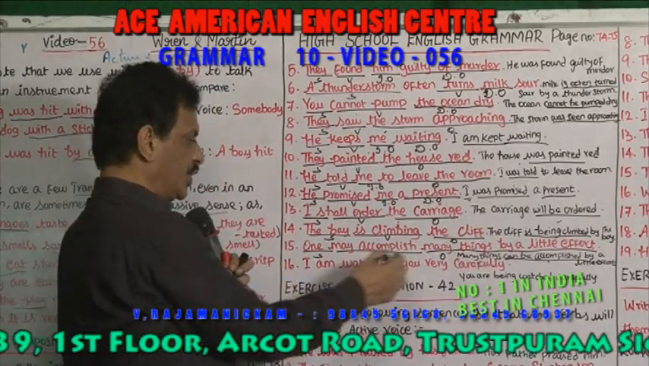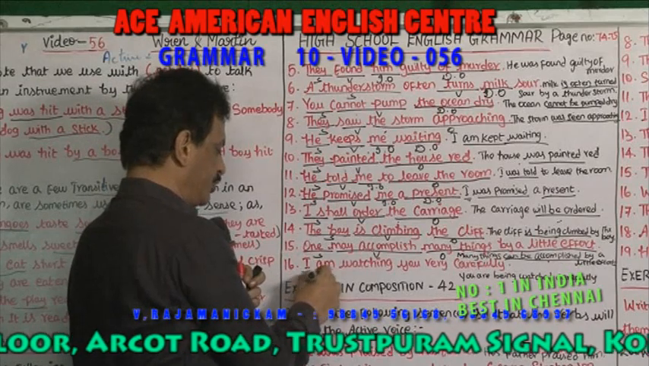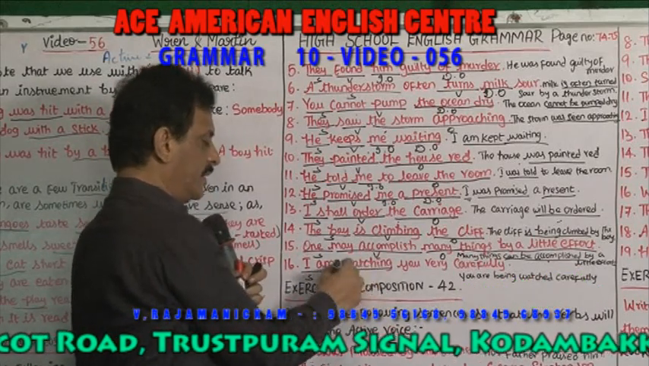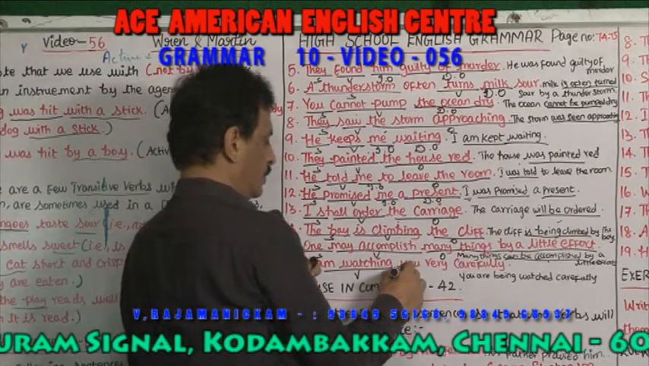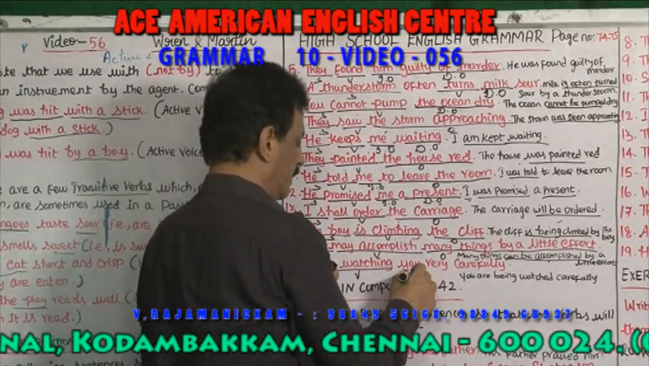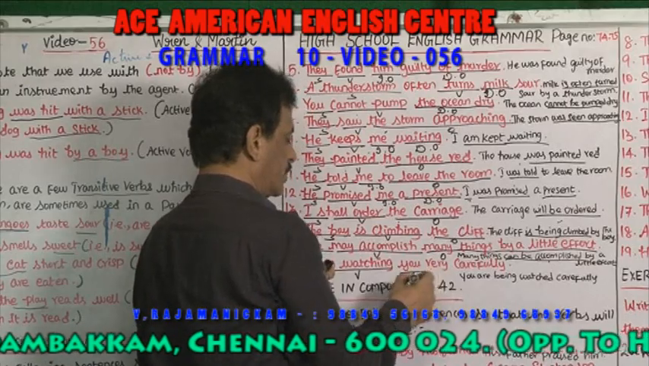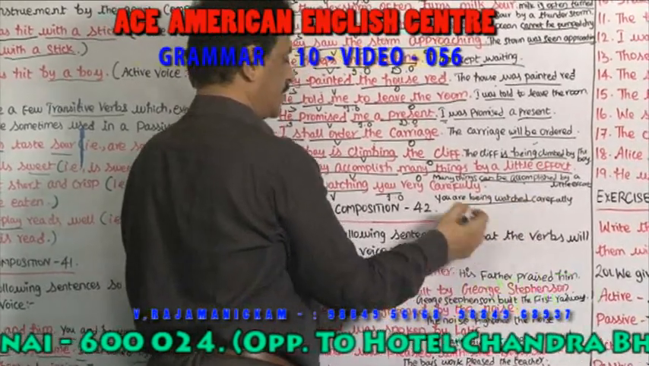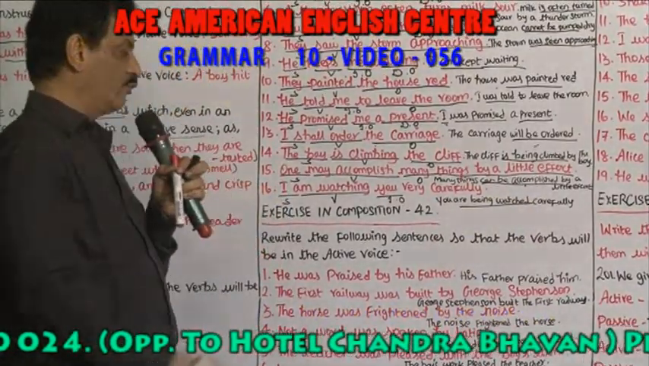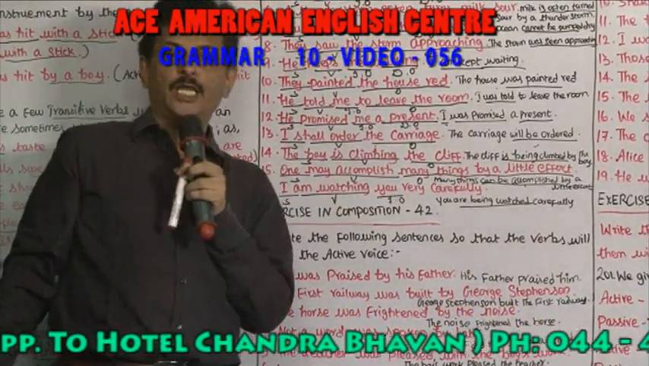I am watching you very carefully. I becomes the subject. Am watching becomes the verb. Am watching is the ordinary present continuous. Who? You. So it becomes the indirect object. So, you are being watched carefully. So are being watched is the passive verb. Am watching changes into are being watched.